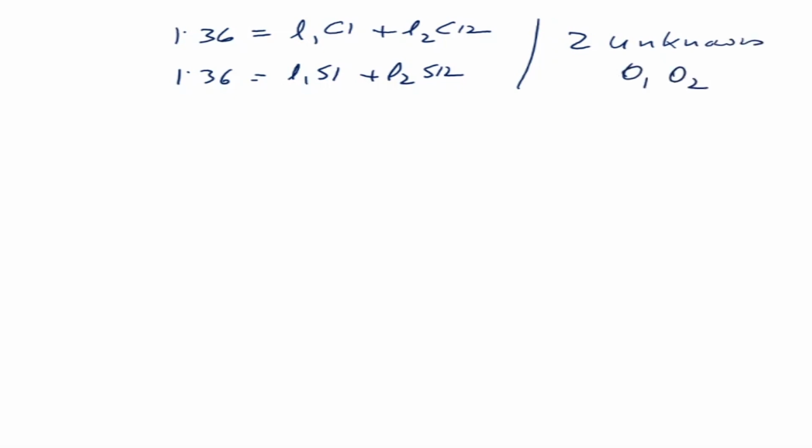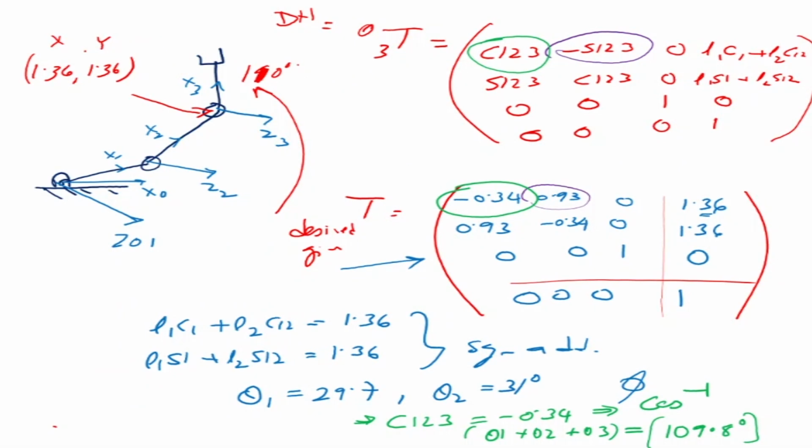Theta 1, theta 2. Okay. And the structure of the equation is exactly the same as the one in the three-link manipulator, if you note. If you look at these two equations and at the previous solutions that we just solved in the two-link manipulator, they are exactly the same. In the three-link manipulator, the coordinate of this point was 1.36, 1.36, and the equations that you got are exactly the same.